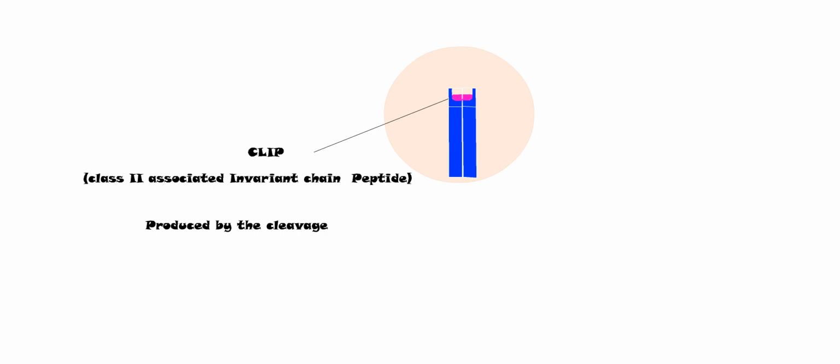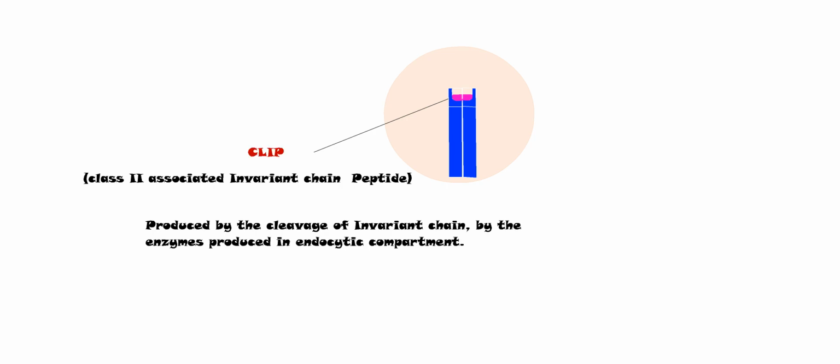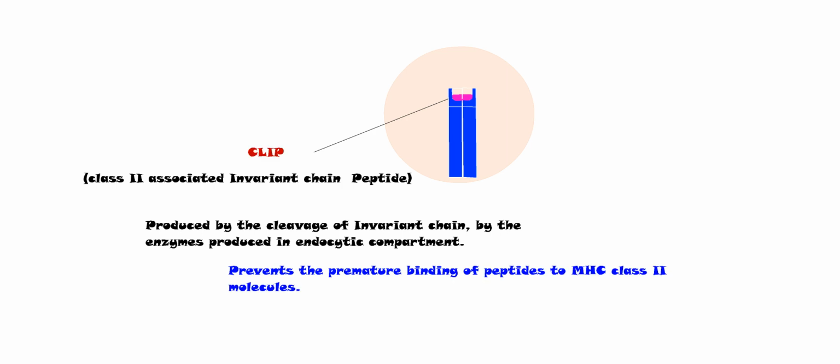The signals in the cytoplasmic tail of the invariant chain will lead to proper sorting of MHC class II. In the endocytic compartments, the invariant chain is cleaved to leave a peptide fragment called CLIP in the binding groove. This CLIP will prevent the premature binding of peptides to MHC class II molecules.